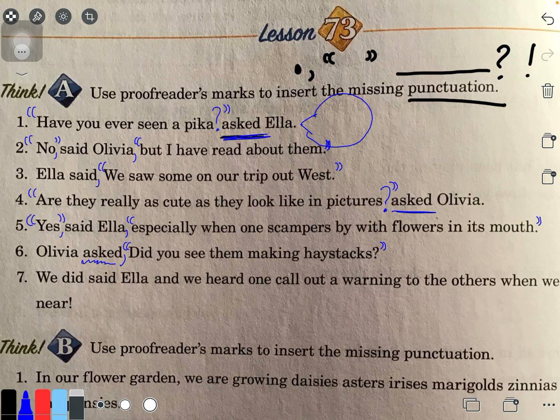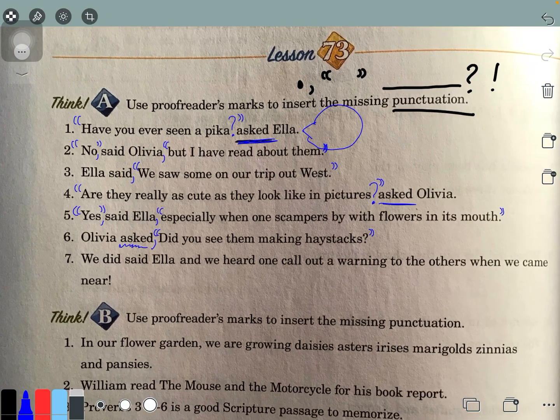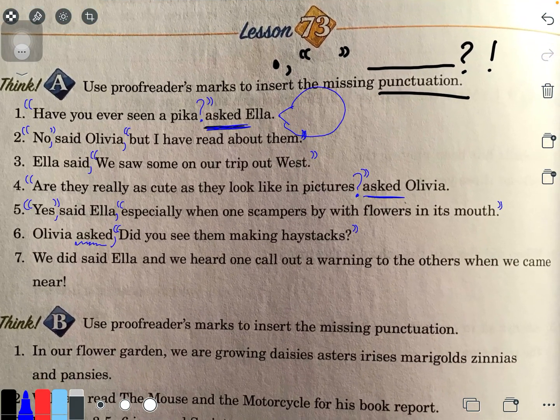"We did," said Ella, "and we heard one call out a warning to the others when we were near, I think. Oh, when we came near." All right, so again, number 7 is very similar to 5 and 2 in that there's a break. See how there's a little break? Imagine what Ella's saying. "We did." So she's saying we did.